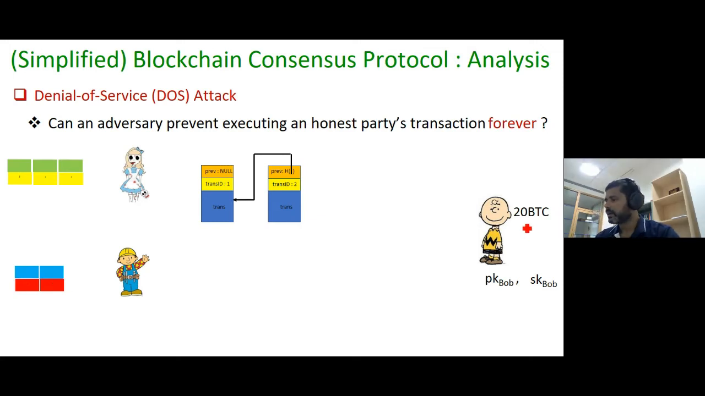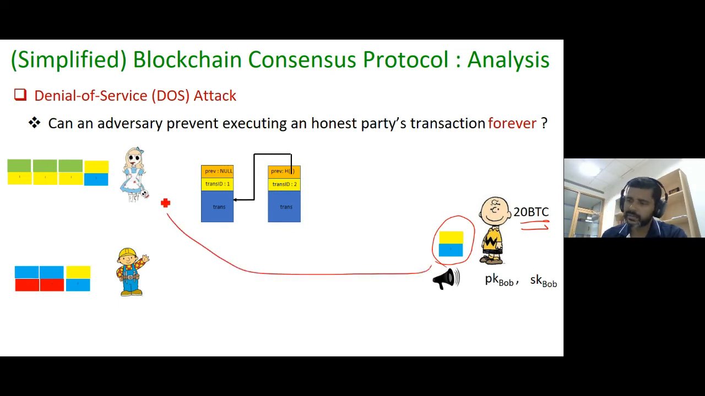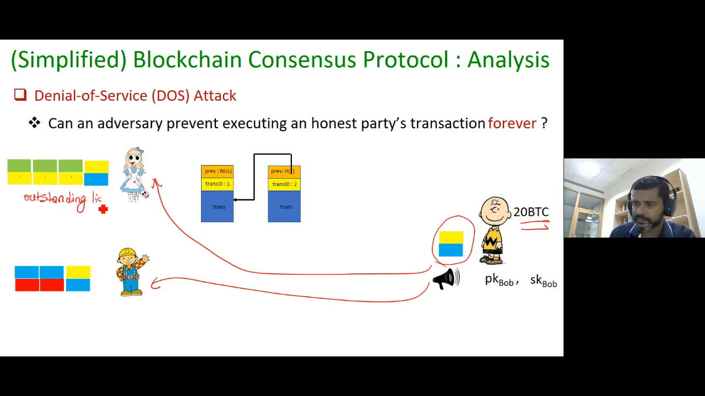So again, imagine I am a genuine user. I have 20 Bitcoins to spend. And I create a transaction that, okay, I want to pay someone this 20 Bitcoin. I announce this transaction. So this transaction will go to both Alice as well as to Bob. Both of them will include my transaction in their respective outstanding list of transactions. Okay, so you can imagine that my check went for clearing both to Alice as well as to Bob.